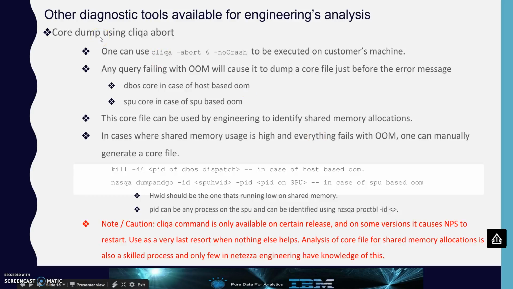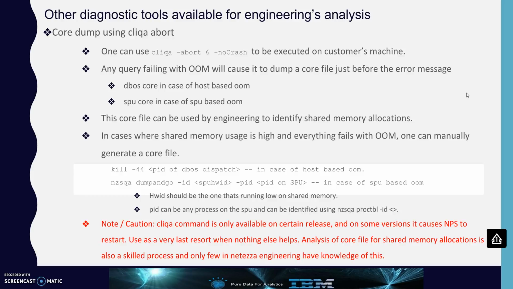Other diagnostic tools available for engineering analysis: one can use a core dump using CliQA-abort. The proper command is CliQA-abort 6, no crash, to be executed on the customer's machine. Any query that would fail with out of memory will generate a core dump file just before the error message. It will generate a host core in case of a host-based out of memory error. It will generate a spool core in case of a spool-based out of memory error. This core file can be used by engineering to determine what shared memory allocations were made at the time of the error.